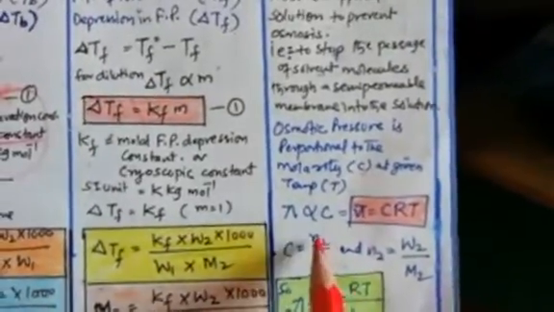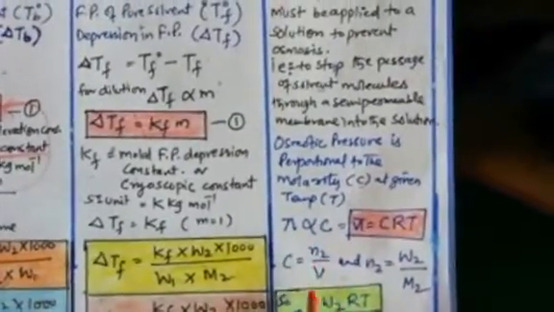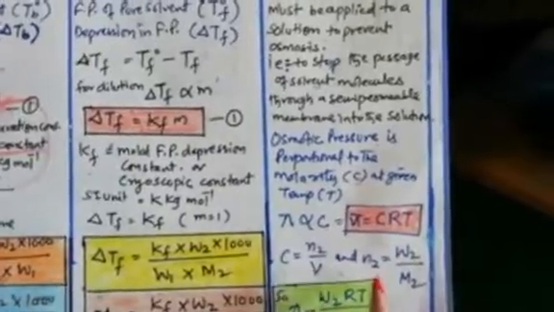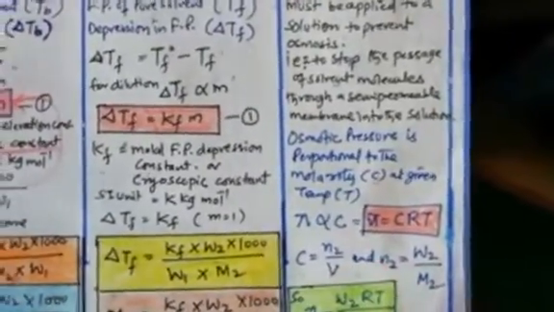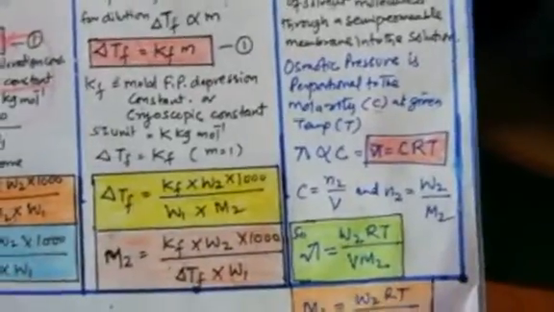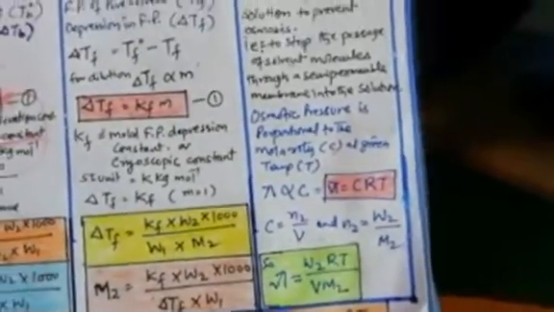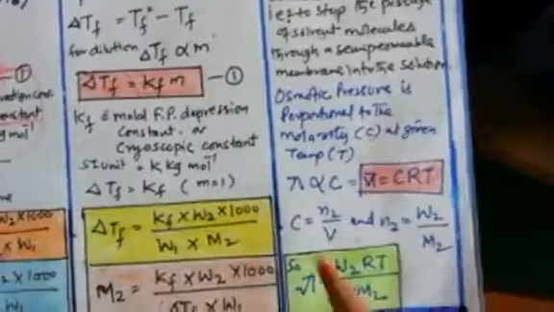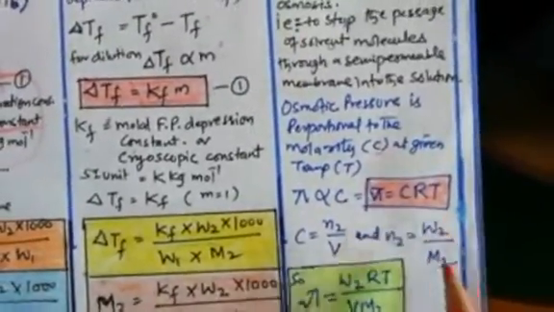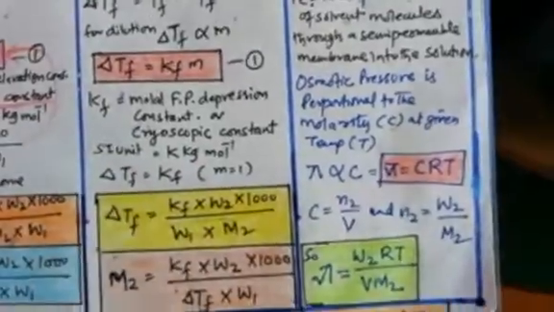C is n2 upon V, meaning n2 is moles and V is volume. As we already know, n2 is W2 upon M2. n2 is the moles of solute. When we find it, we find it by given mass upon molar mass. The formula is there: given mass upon molar mass. The mass will be given in the numerical, and the molar mass you need to calculate.